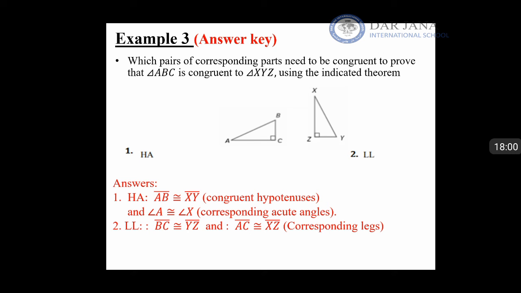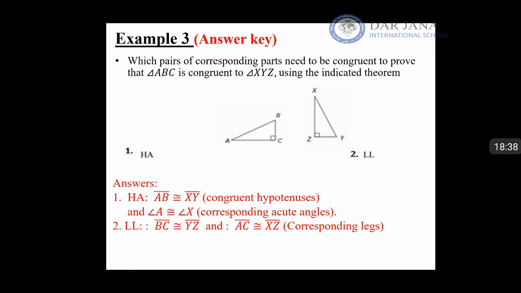So let's first start with part 1, HA. So we need the hypotenuse and an acute angle of one triangle that should be congruent to the hypotenuse and the corresponding acute angle of the second right triangle. Then we will be using the HA, or the hypotenuse angle congruence theorem, to prove those two triangles are congruent. So let's check what's the hypotenuse in the first triangle. The hypotenuse in triangle ABC is the side AB, while the hypotenuse in triangle XYZ is the side XY, since it is the side facing angle Z.